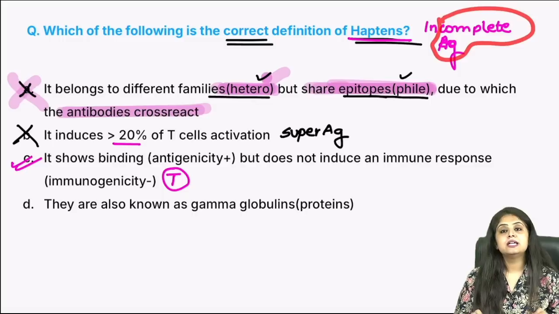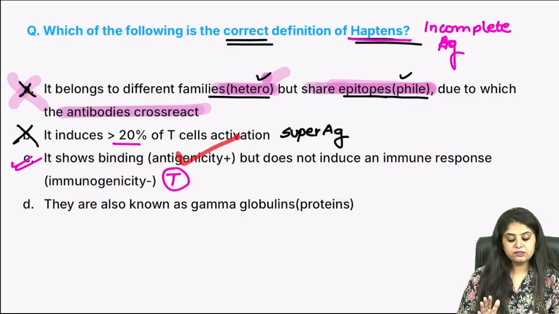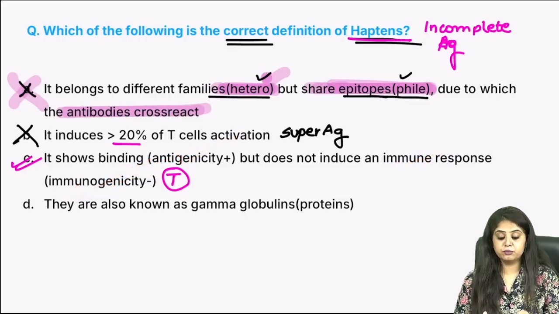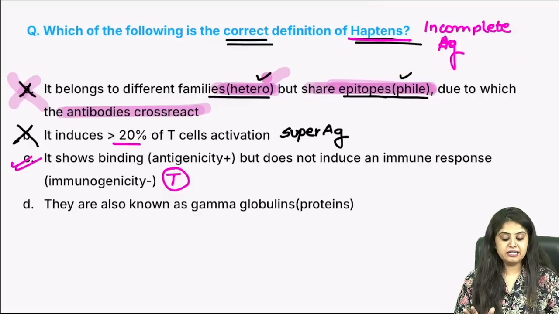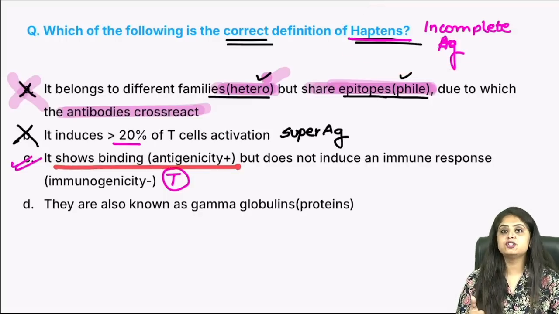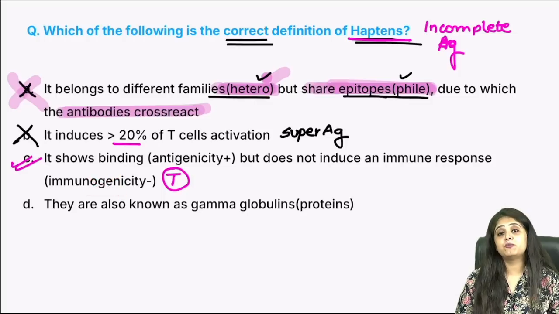If there were a complete antigen, it would have complete properties. It would be able to bind to the cells and also induce the immune response. It would have antigenicity and immunogenicity. But when I talk about hapten, something is incomplete, something is missing. It is able to bind, meaning it can show antigenicity, but it cannot activate your immune system. It cannot show immunogenicity.